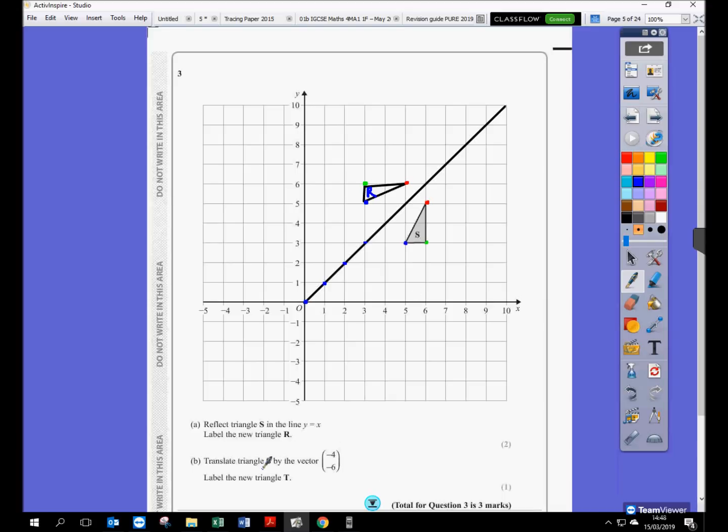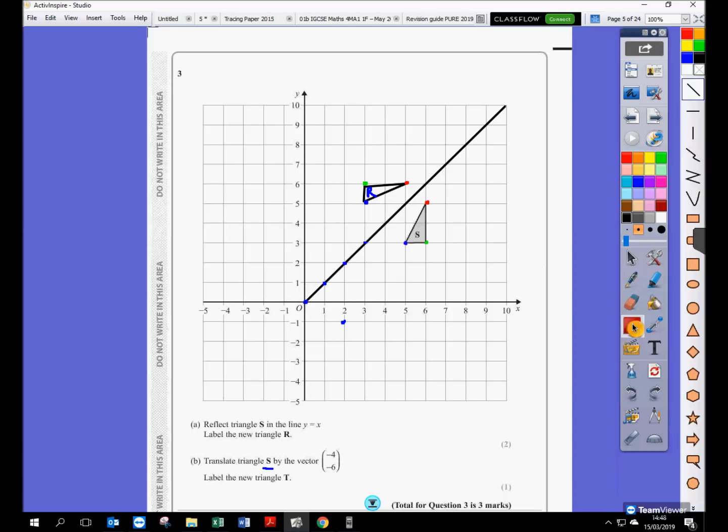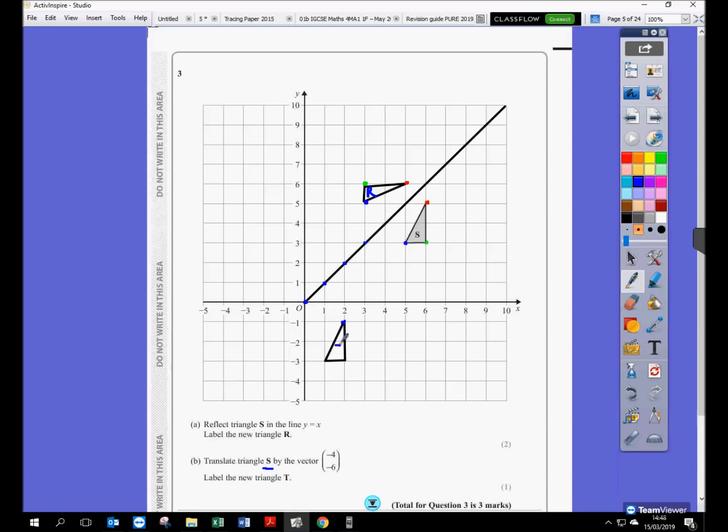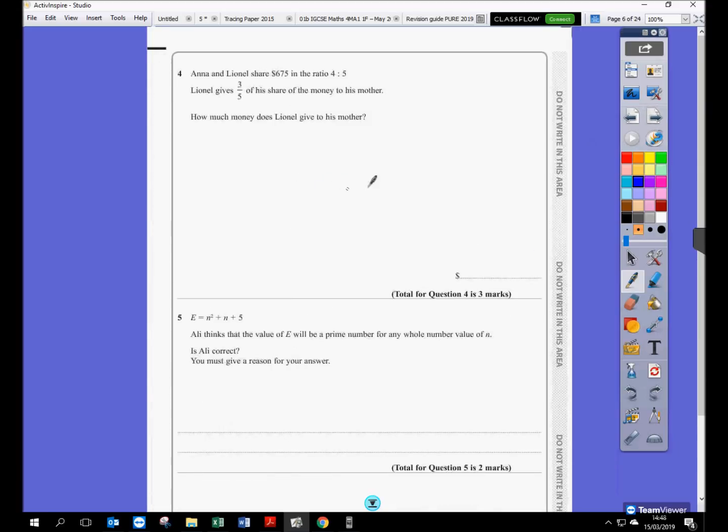That's great. Next one, translate triangle S by the vector -4, -6. So translate this one, 4 to the left, and then 6 down. 1, 2, 3, 4, 5, 6. You just have to be a bit careful, because it's not always the number of squares. It's only the number of squares if each unit is worth 1 square. So I chose the top of the triangle. This is the new top of the triangle. So I'm going to draw the triangle now. That should be there. Label it T.